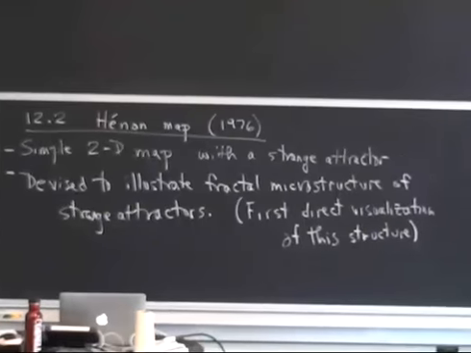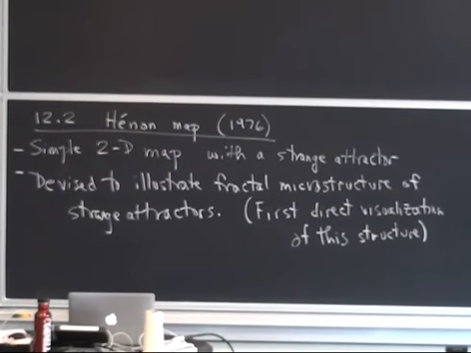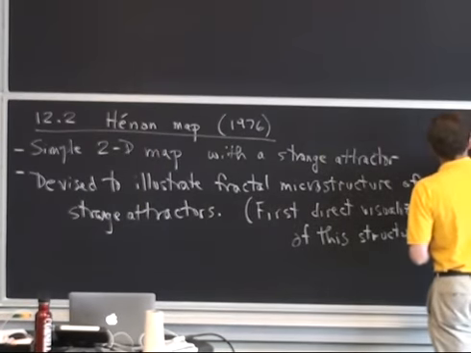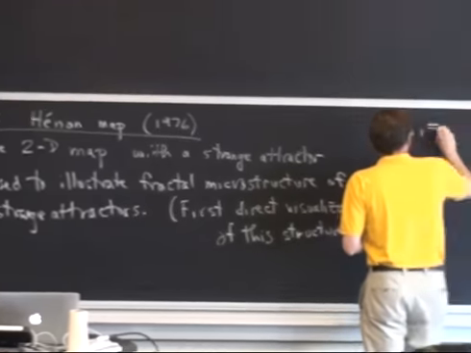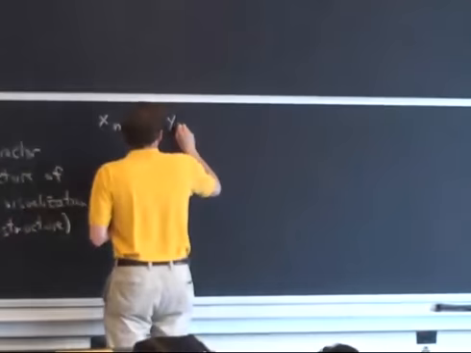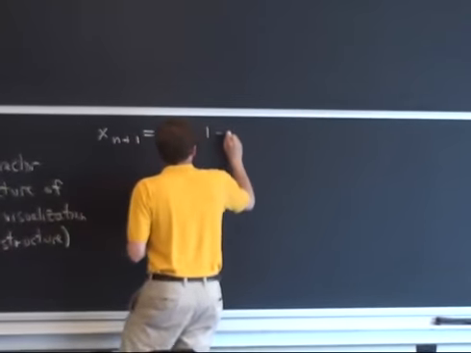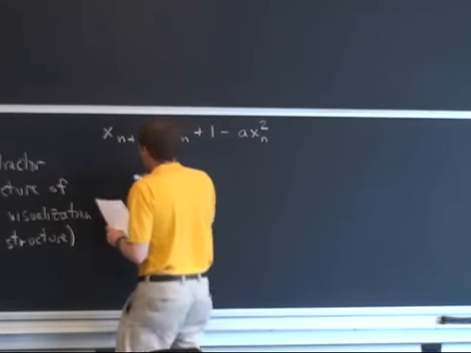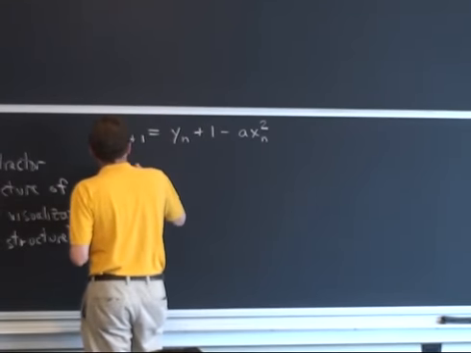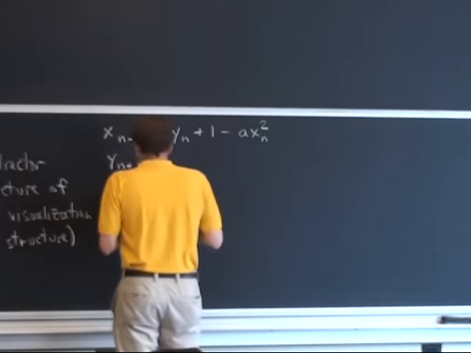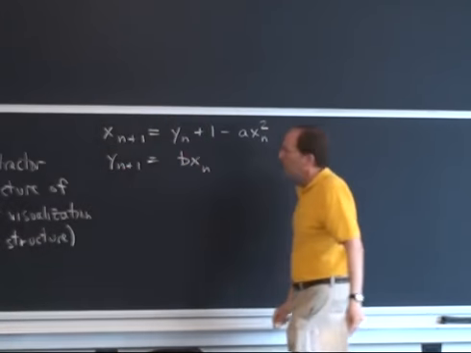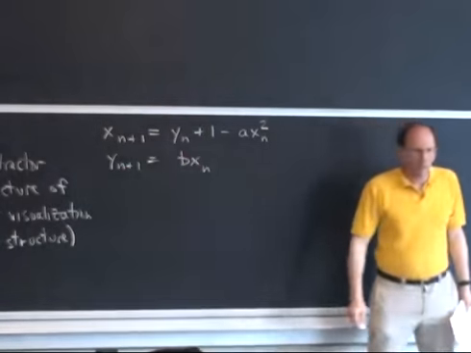Okay, so the map looks like this. I'll just write it down and then I'll explain how Hénon arrived at it. x_{n+1} is y_n + 1 minus a x_n squared, and y_{n+1} is b times x_n, where the parameters a and b are adjustable.